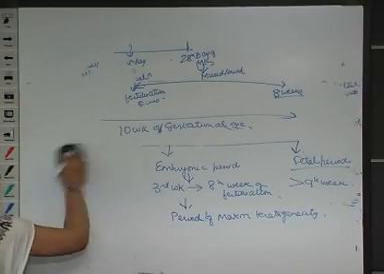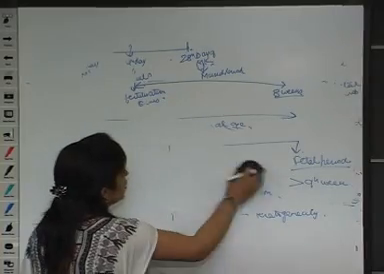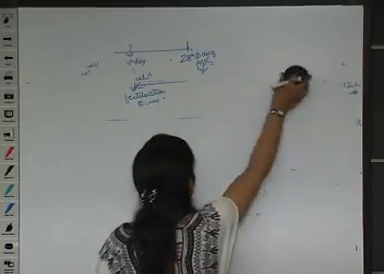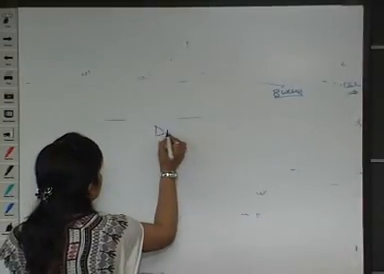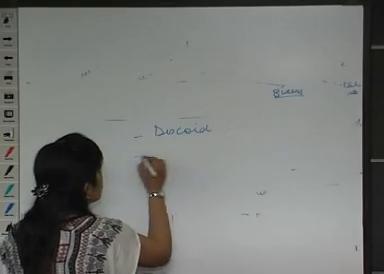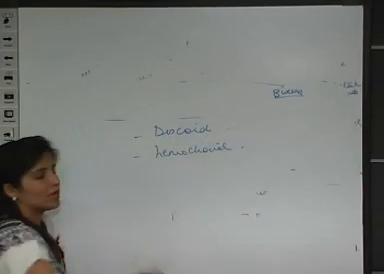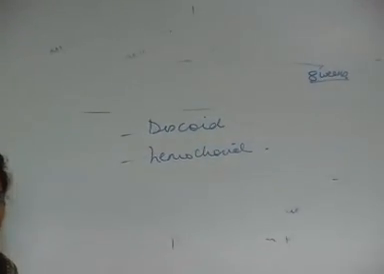Coming to another very important topic, and that is placenta. Now, there are 3 terms which are used to describe human placenta. Number 1, it is discoid. This means it is disc-like in shape. Number 2, it is hemochorial. That means in human placenta, the placenta lies directly in contact with maternal blood.